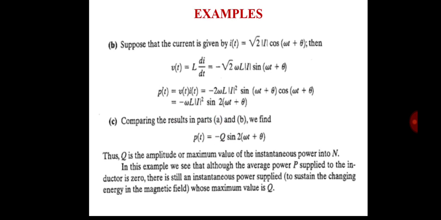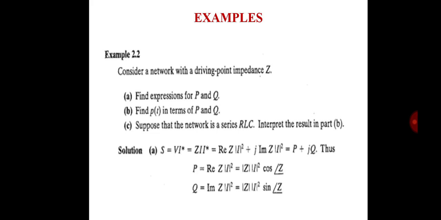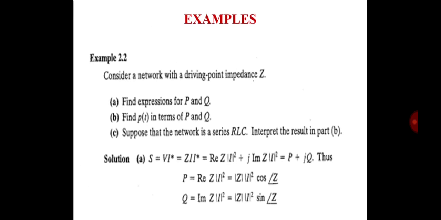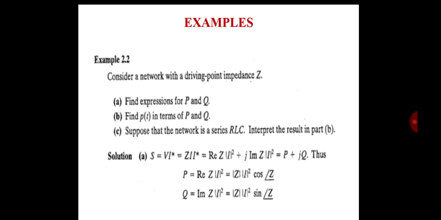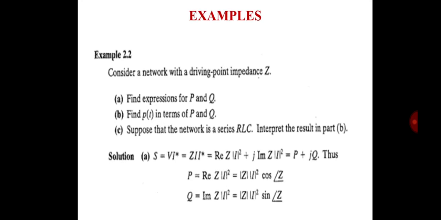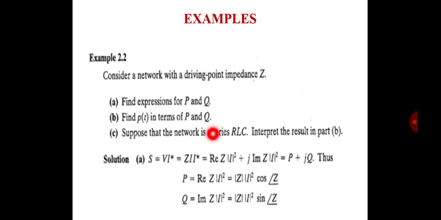Now the next example: consider a network of driving point impedance Z and find the expression for P and Q. Find p of t in terms of P and Q, and suppose that the network is a series RLC. Interpret the result in part B. Now find the expression of P and Q. What are P and Q? Active power and reactive power, and the combination of these is complex power. So S is equal to P plus jQ.